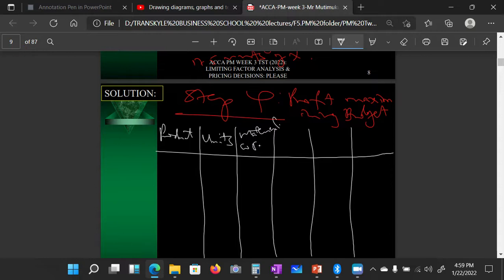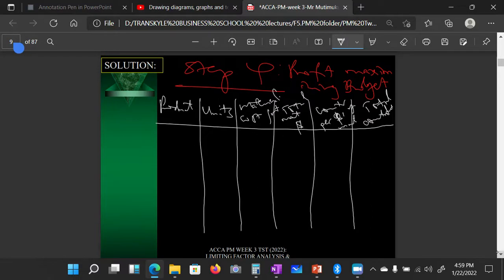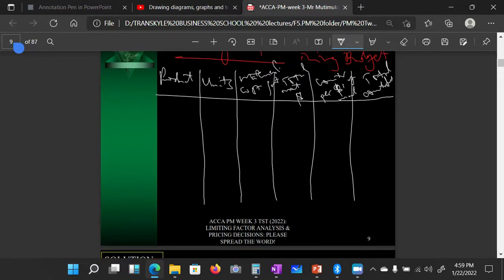Material cost per unit, and total material cost. Then contribution per dollar of material. Then total contribution. All right, that's the table. Don't be scared. That's the table.